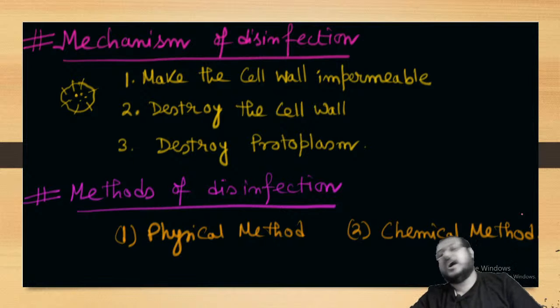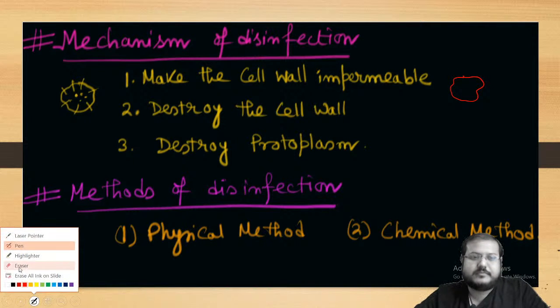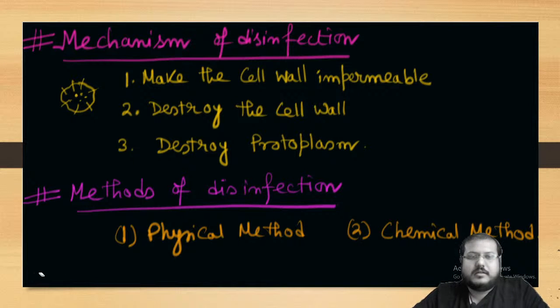Now the mechanism of disinfection: how any disinfectant can kill the microorganism, in what way they kill. First of all, microorganisms are lower grade living cells which have a cell wall. The cell wall is generally a permeable cell wall from outside to inner side. Anything can enter as per the requirement of the microorganism. Inside there will be nucleus, cytoplasm, all those things.